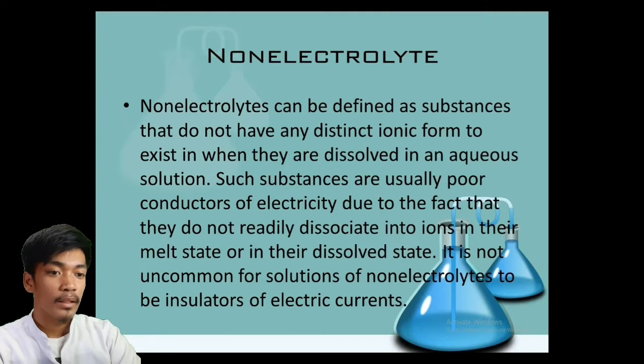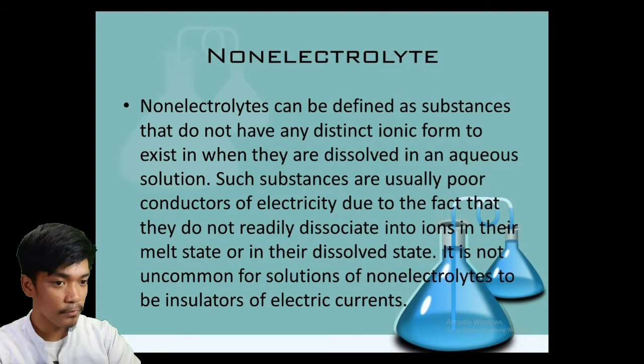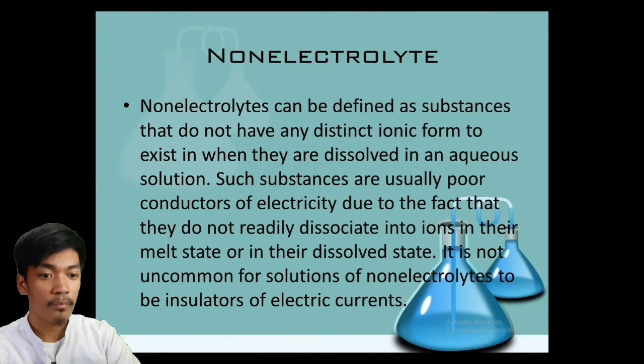Non-electrolytes. A non-electrolyte can be defined as a substance that does not have any distinct ionic form to exist in when it is dissolved in aqueous solution. Such substances are usually poor conductors of electricity due to the fact that they do not readily dissociate into ions in their melt states or in their dissolved states. It is not uncommon for solutions of non-electrolytes to be insulators of electric current.